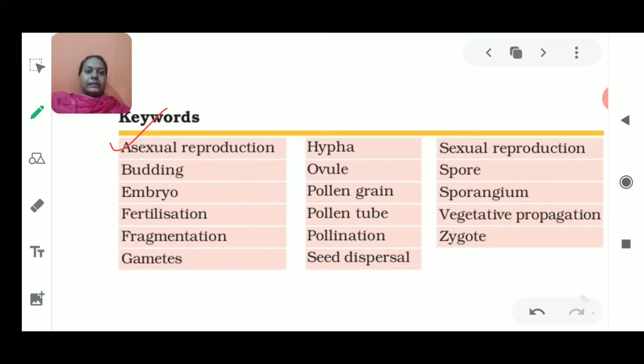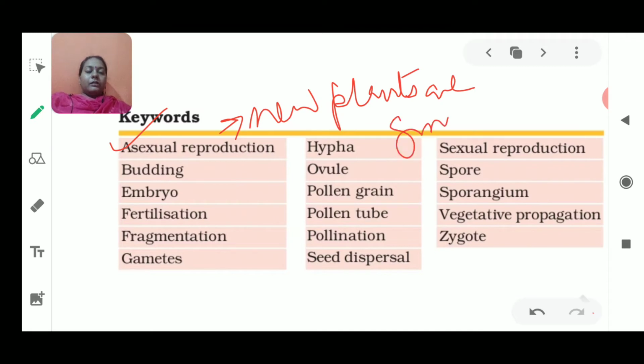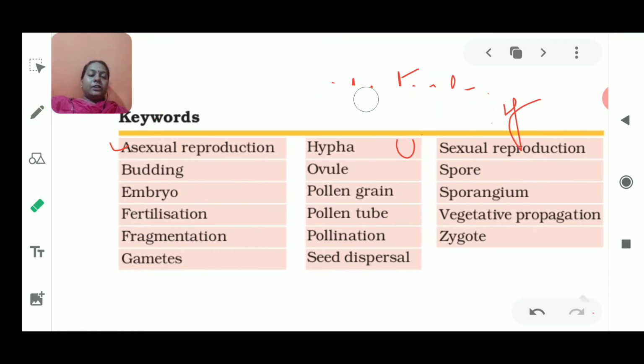So the first thing is the asexual mode of reproduction. What do you mean by asexual mode of reproduction? Asexual mode of reproduction is a process of reproduction, a way by which seeds are not utilized and new plants grow without the help of seeds. So if they are growing without seeds, it is known as the asexual mode of reproduction.